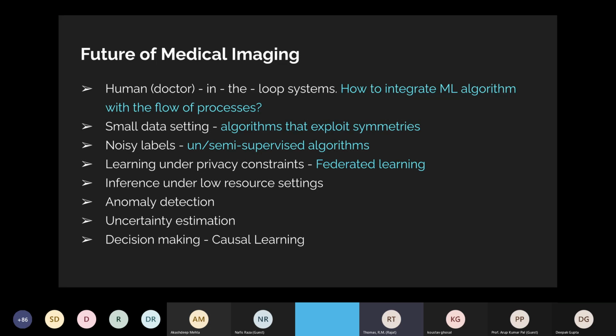How do you work on small data settings? So we've looked at exploiting symmetries. Are there any other ways to do it? We have looked at feature engineering, GANs, and so on, right? Are there other smart ways of doing very well in small data settings? Noisy labels we spoke about.